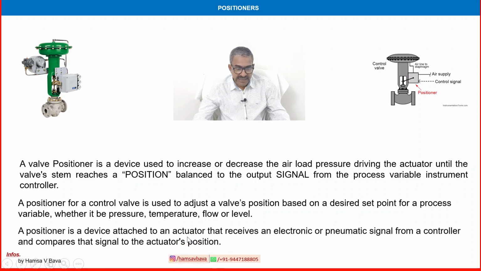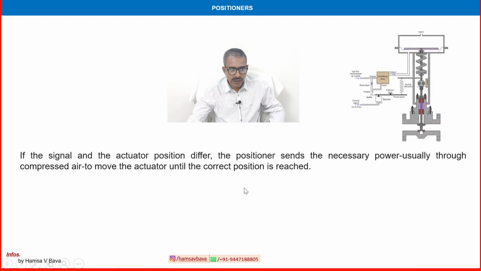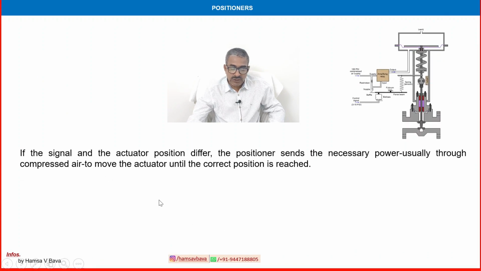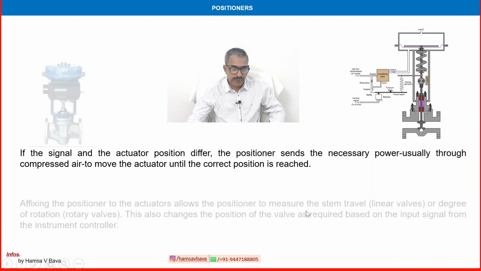A positioner is a device attached to an actuator that receives an electronic or pneumatic signal. That is important. Either an electronic or pneumatic signal can be received from a controller and compared to the actuator position. If the signal and the actuator position differ, the positioner sends the necessary power, usually through compressed air. That is the power it is producing. So a separate compressed air supply is also connected to move the actuator until the correct position is reached.